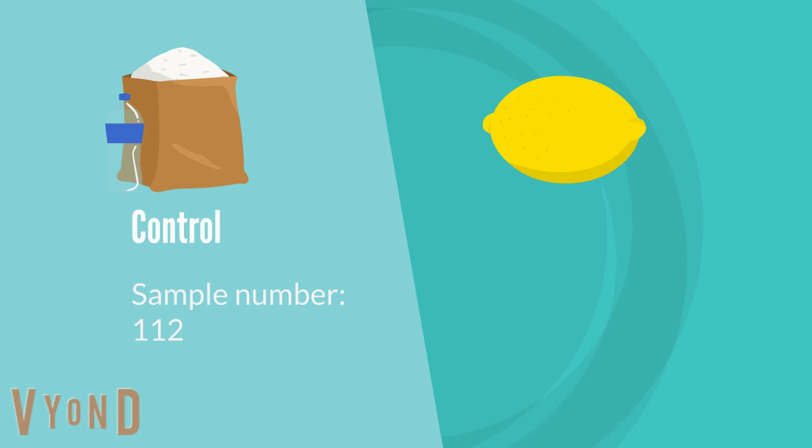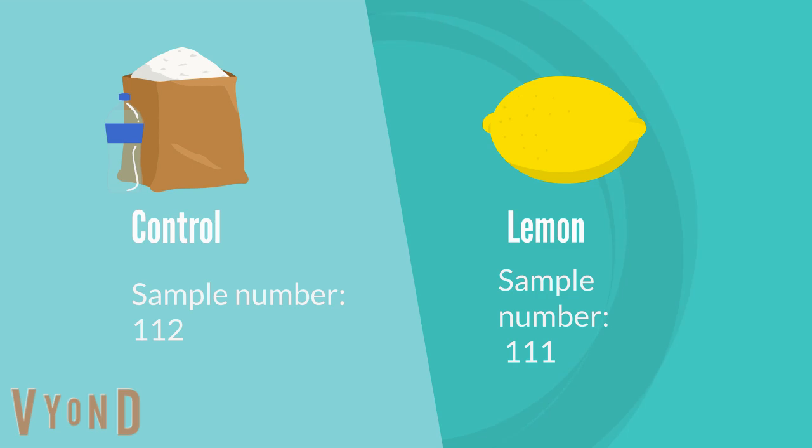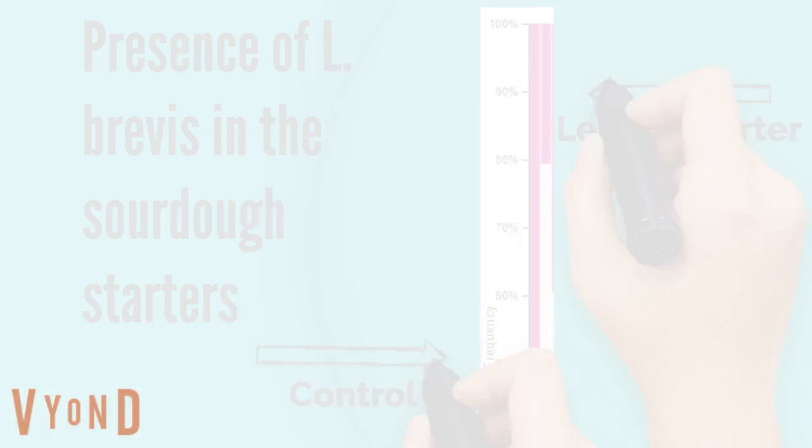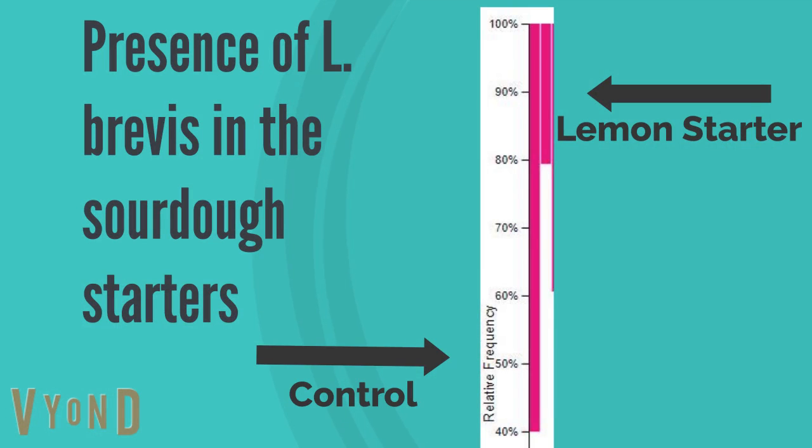So again, I chose to look at a control versus a lemon starter. The sample number of the control was 112. The sample number of the lemon starter was 111. So this is a graph of the L. brevis that was found in the control starter versus the lemon starter. The hot pink bar is L. brevis prevalence. On the left side is the control, on the right side is the lemon.